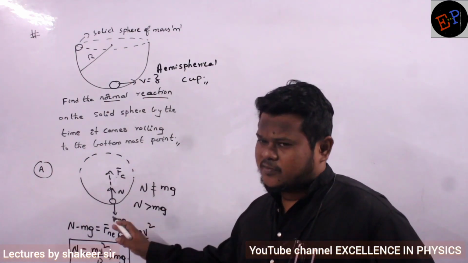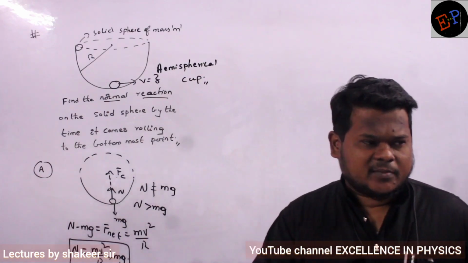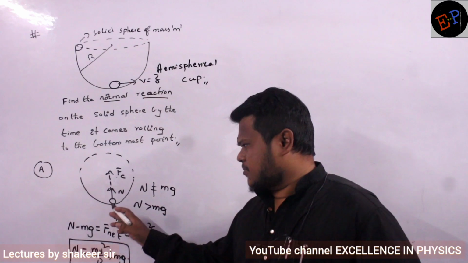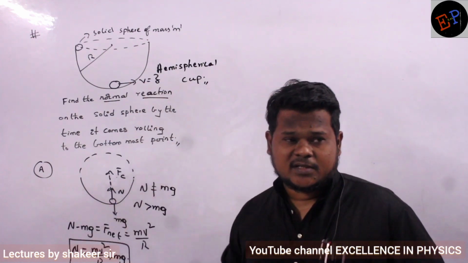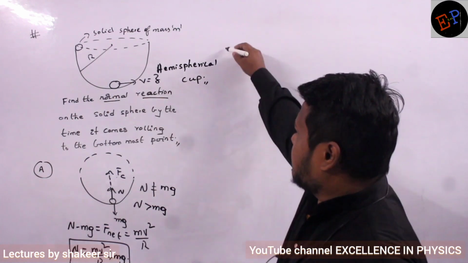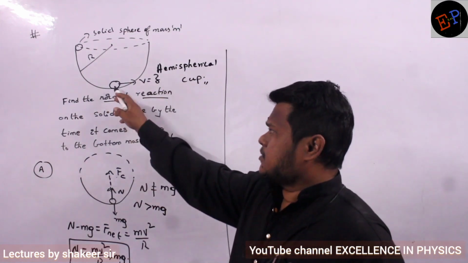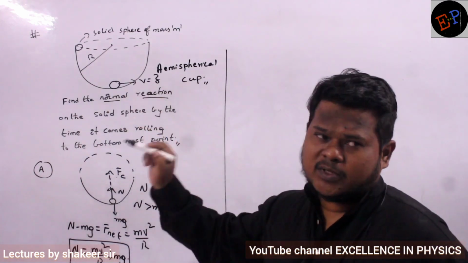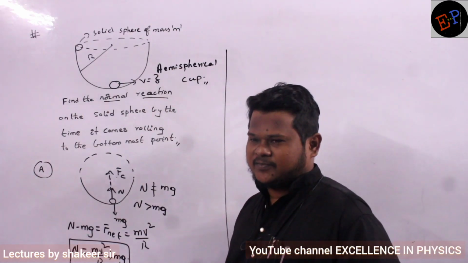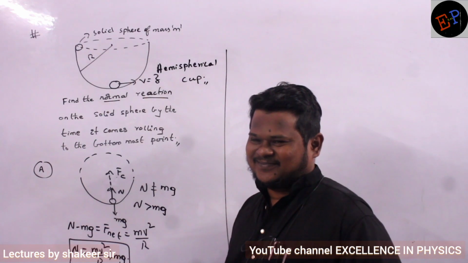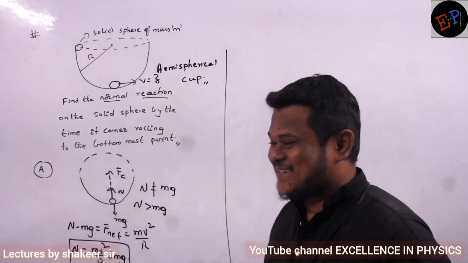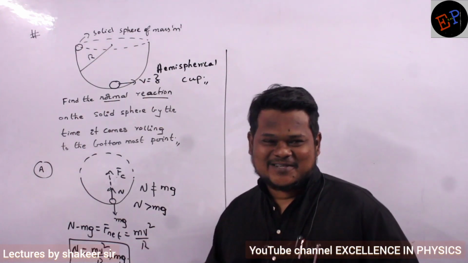Whenever a body is moving in a circular path, definitely you should remember that centripetal force will be acting, and centripetal force can be provided by that force which is acting towards the center of the circle. Now the question is, how can I find out the velocity by the time it reaches the bottom of the cup? We have to use the law of conservation of energy.